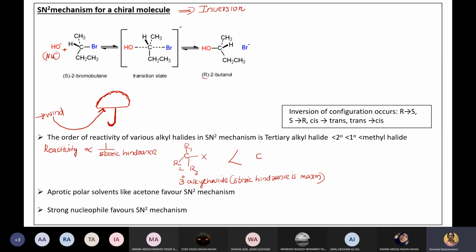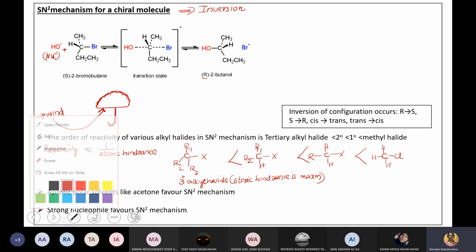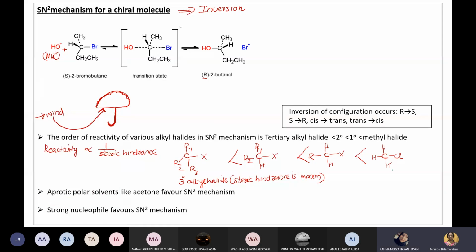Then next one is secondary. So it is C, R1, R2, H, X. So this is more reactive. Why? One group is small. The next is H, H, H, C, X. Now here the most reactive is methyl halide. Why? Because hydrogen atom is the smallest. So methyl halide is most reactive as steric hindrance is minimum.